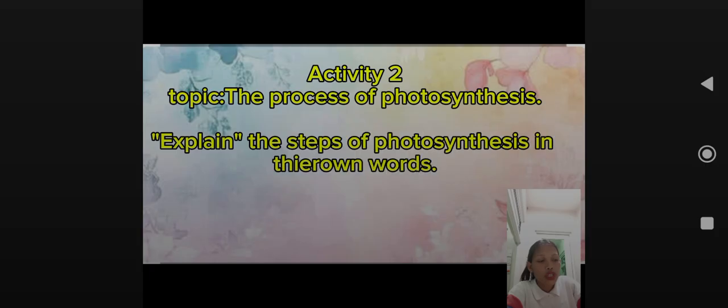Activity 2, the process of photosynthesis. Explain the step of photosynthesis in their own words. So, the activity verb is explain. The learner demonstrates comprehension by translating and interpreting or summarizing information without necessarily applying it in a new context.